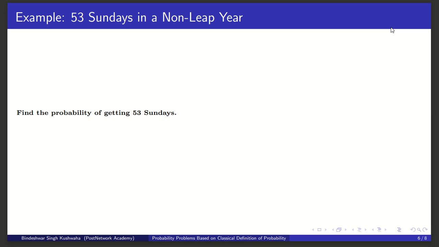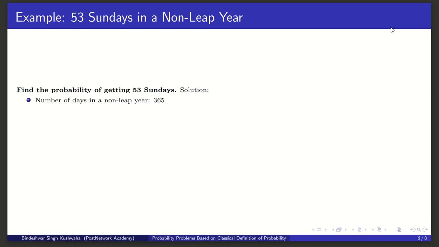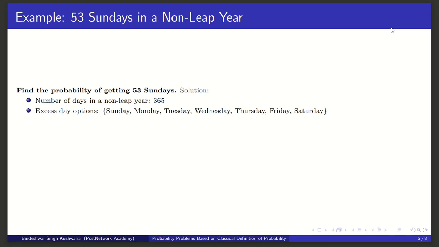Now find the probability of getting 53 Sundays. So number of days in a non-leap year is 365, and excess day options may be Sunday, Monday, Tuesday, Wednesday, Thursday, Friday or Saturday. So there are 7 options, in which one we have in our favor, that means the favorable case, that is Sunday. So favorable outcome Sunday, out of 7, one is in our favor, so probability would be 1 upon 7.